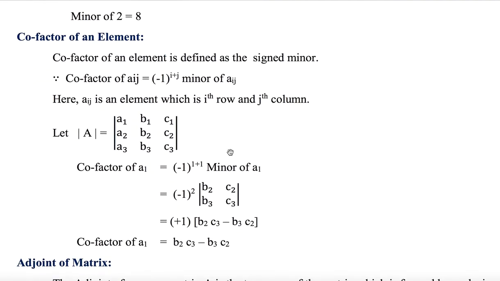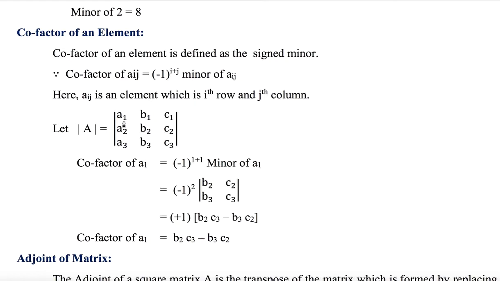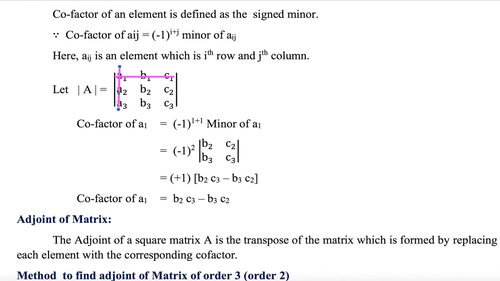So for example, you want the minor of a1. You already know you need to delete this row and this column. Again you want me to do it, no problem, we will do that. Then these elements b2 c2 b3 c3 are the minor elements of a1. What about the sign for the cofactor? Minus 1 whole power, this is a11, first row first column, so 1 plus 1. Minus 1 whole square is positive, so this is the cofactor, which is nothing but the signed minor.